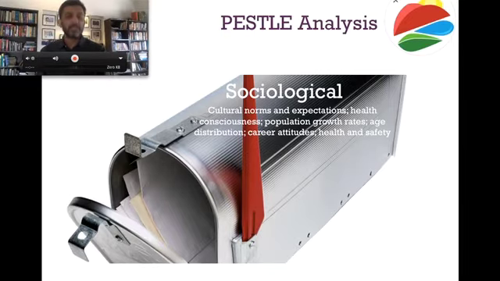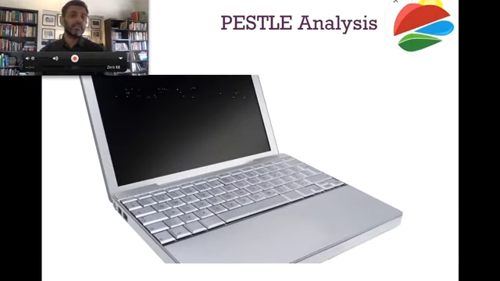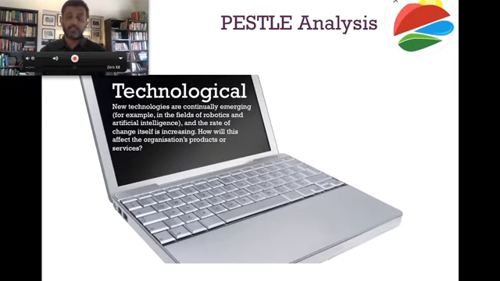All these measures happening within the society where the organization is working directly or indirectly impact the working of the organization. The third one is, of course, technology: new technologies emerging in the arena, for example in the fields of robotics and artificial intelligence, which is very swiftly changing the business scene, and the rate of change itself is increasing. How will this affect the organization's products or services? All these things can play a very vital role in this analysis, and ultimately in the growth of the organization.